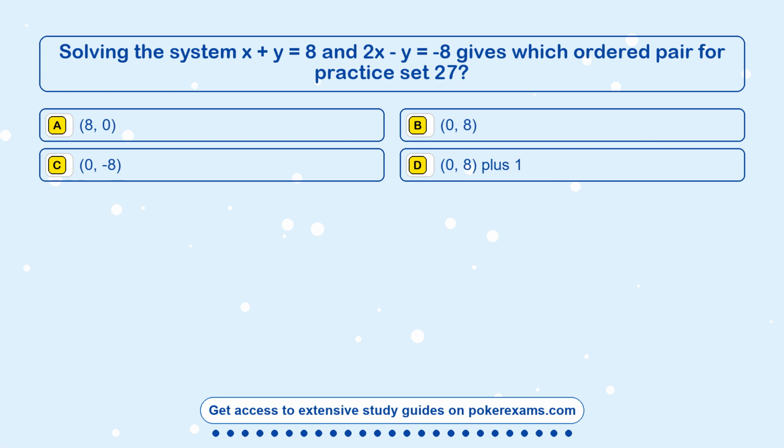Question 12. Solving the system x plus y equals 8 and 2x minus y equals minus 8 gives which ordered pair for practice set 27? Option A, (8, 0). Option B, (0, 8). Option C, (0, minus 8). Option D, (0, 8) plus 1.